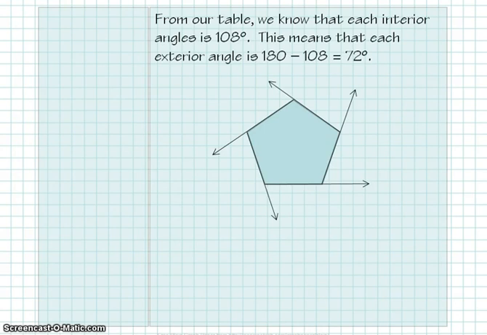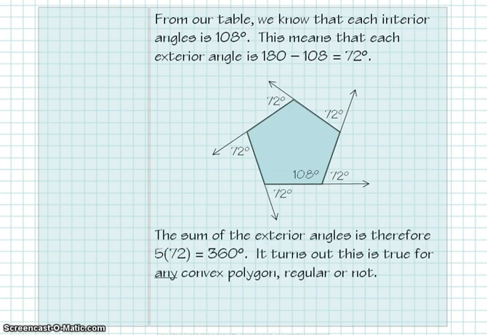So let's take the exterior angles of a regular pentagon. I know that each interior angle is 108. I can find it from my table or use the formula. So if one of my angles is 108, the exterior angle next to it would be 180 minus 108, which is 72. If that was 72, all the others are 72. So the sum of the exterior angles would be 5 times 72, which is 360.